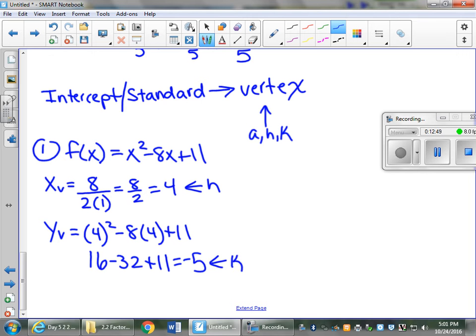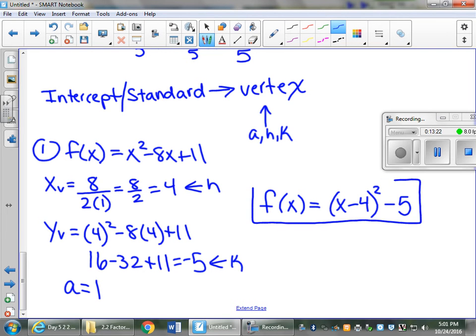k is y of the vertex. The a value shouldn't change. So what was the a value of the original function? Yep, it is 1. So the a value in vertex form should also be 1. So my final equation is going to be f of x equals an a value of 1, which you don't have to write, parentheses, x minus h, that's the formula, x minus h, so x minus 4, squared, and then plus k. But because k is negative, it'll be minus 5. And we are now in vertex form.